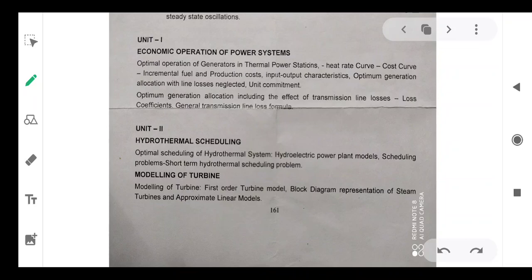So in Unit 2, we will discuss the hydrothermal scheduling, the optimal operation of hydro and thermal power stations, in which we will consider the operating cost of thermal power plant and water discharge availability of head of hydro power stations, which may comprise equivalent operating cost. And then modeling of turbine.